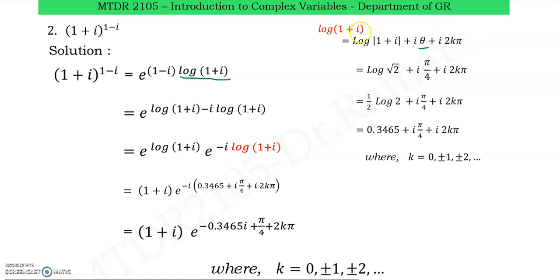What is this complex number? That is 1 plus i. This complex number lies in the first quadrant. Now, you can find the argument, that is pi over 4. Now, what is the absolute value of this?